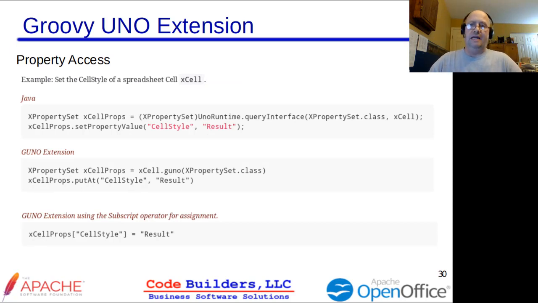Another common task in UNO is property access. In this example, we're getting a spreadsheet cell's style. In UNO, this is done using a property set object. In Java, we use the setPropertyValue method of PropertySet. In our extension, we've added getAt and putAt methods, which are special names in Groovy that now allow for map or collection-like access using what's called Groovy's subscript operator, as shown on the last line.